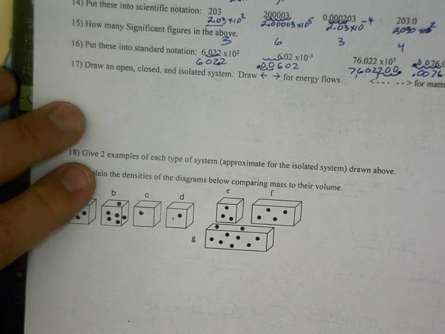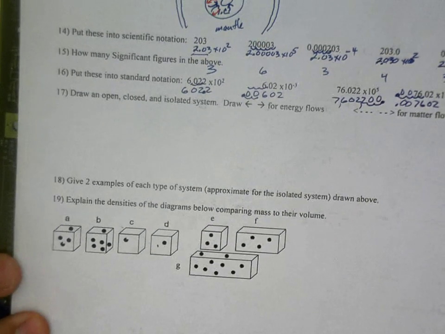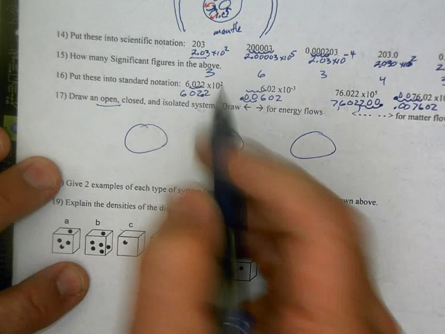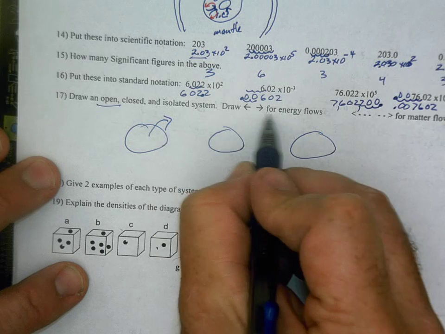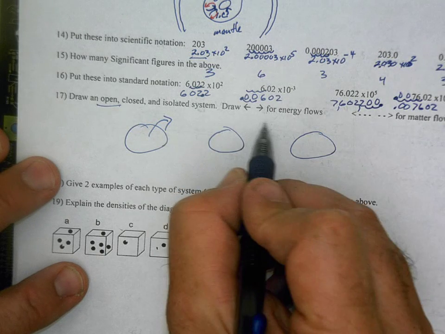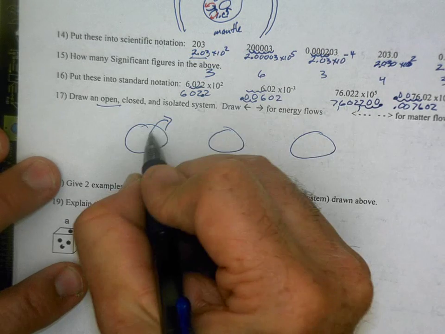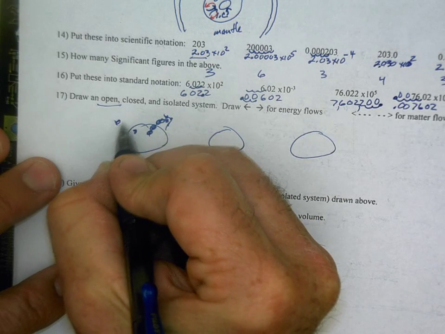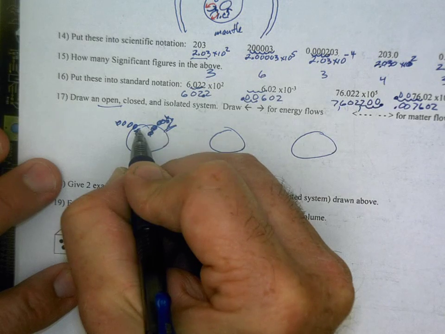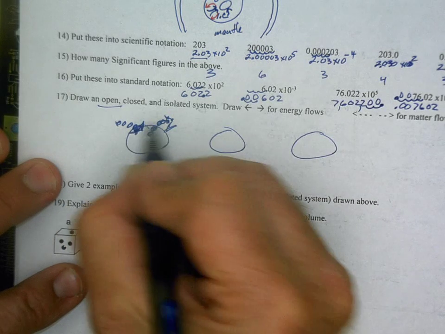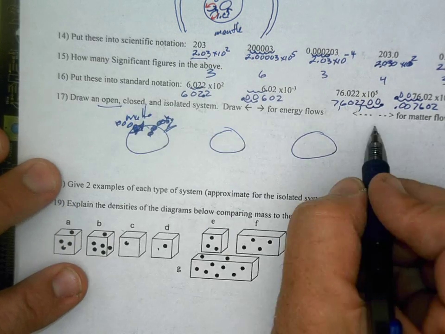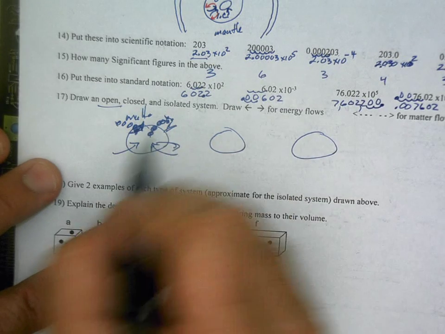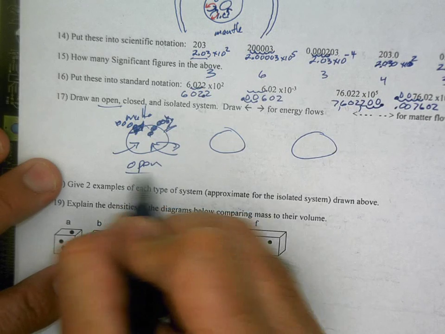I want you to draw open, closed, and isolated systems. I'm just going to draw circles here. Open: draw arrows for energy flows and dotted lines for matter. This is matter coming in and out, so this is open. We'd have a little lid on there. Energy can flow in and out of an open system, and matter goes in and out.